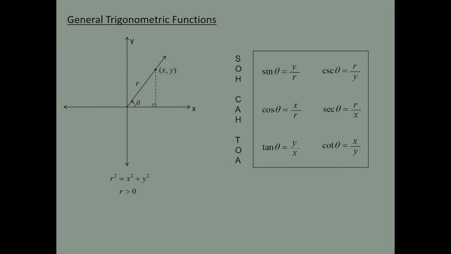We can see that for acute angles, such as the one in this diagram, the general definitions are the same as the right triangle definitions, but the general definitions can be applied to any angle. And now we'll look at how these ratios correspond to the direction of the terminal side of an angle.